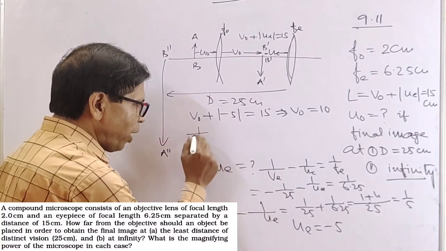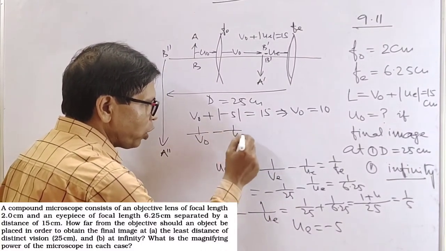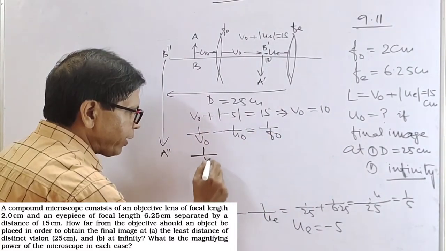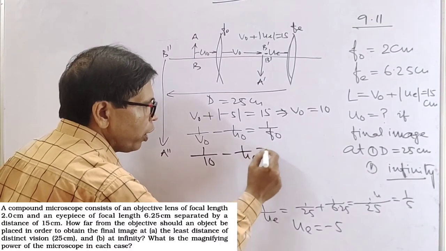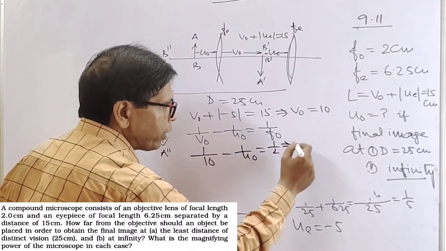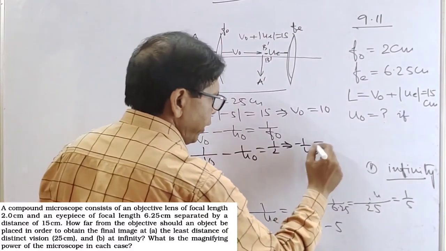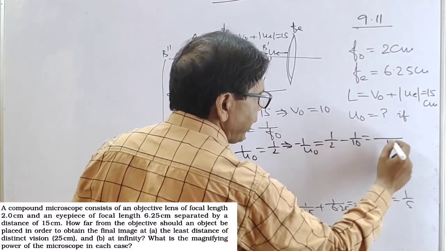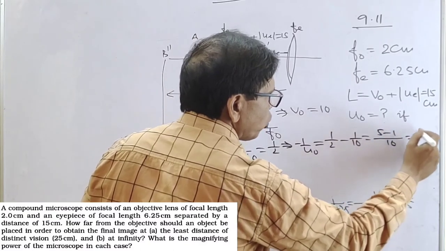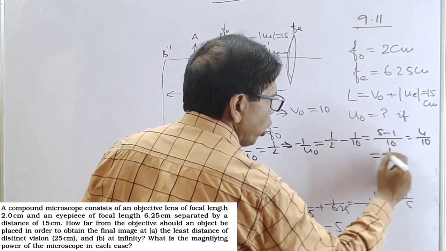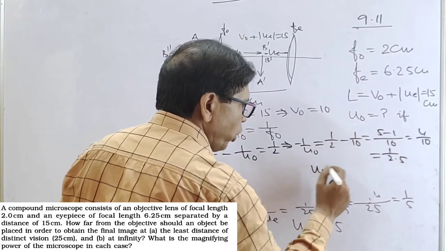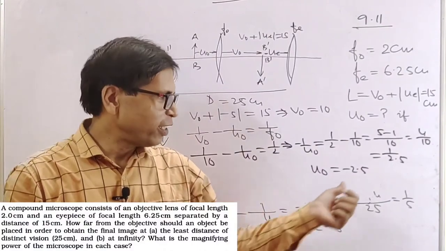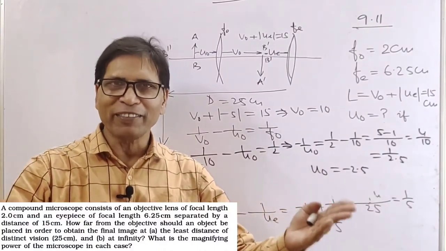So look at this, 1 by VO minus 1 by UO equals 1 by FO. This is 1 by 10 minus 1 by UO equals 1 by 2. So minus 1 by UO is equal to 1 by 2 minus 1 by 10. With 10 as LCM, this is 5 minus 1, so this is 4 by 10, so this is 1 by 2.5. So UO equals minus 2.5. So the object distance for the objective is 2.5 centimeter.